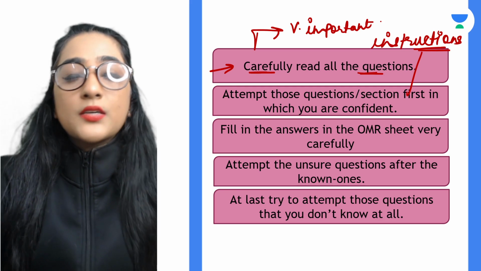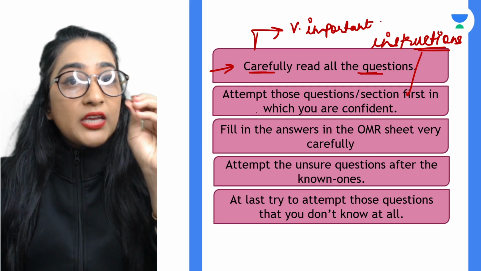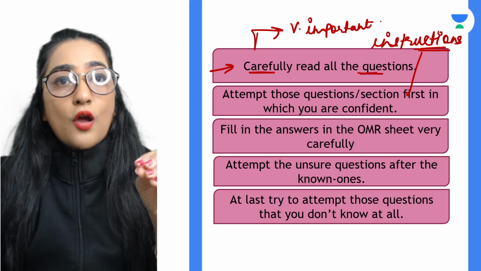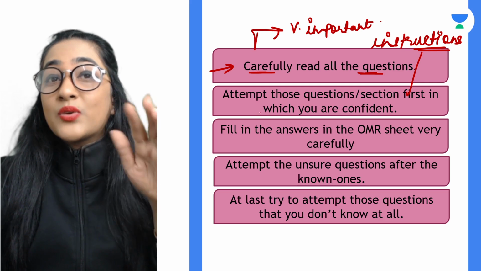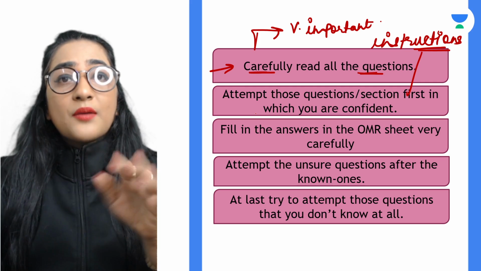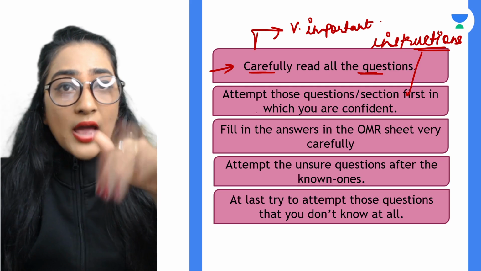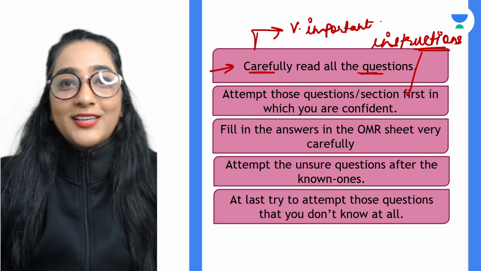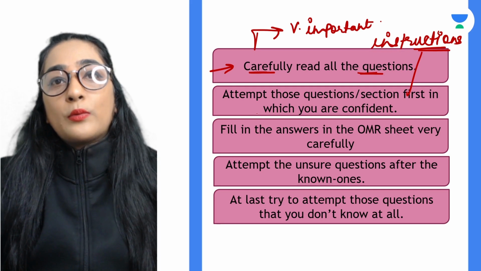Because as I told you all, you will have the internal choice, and the internal choice must be taken care of. If the question says you have to answer only 6 questions out of 10, then that means leave out the 4 options. If you are answering those 4 options as well in the OMR sheet, guys, you are gone. That is literally a big problem.